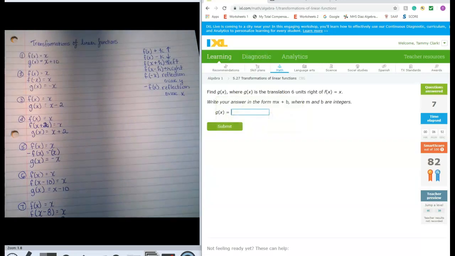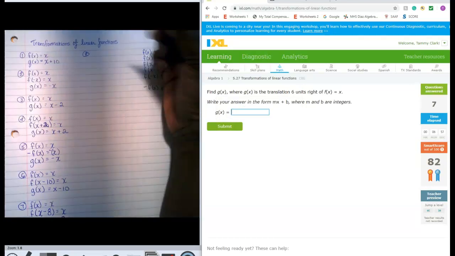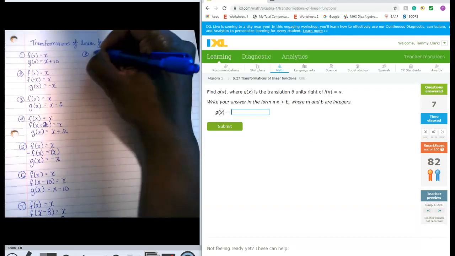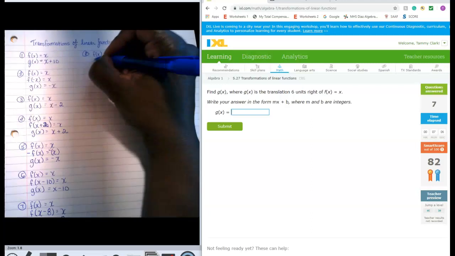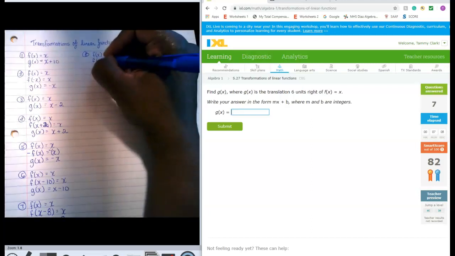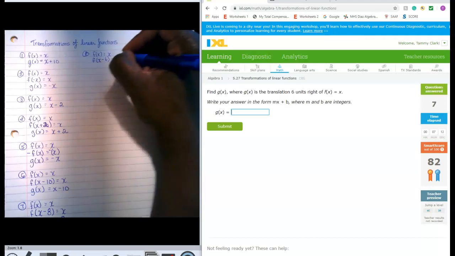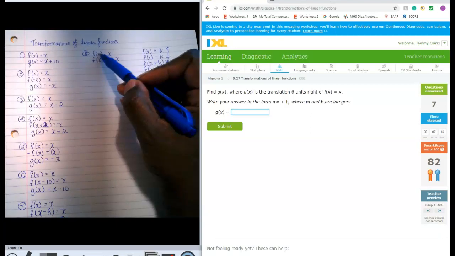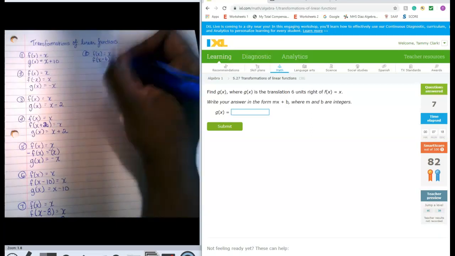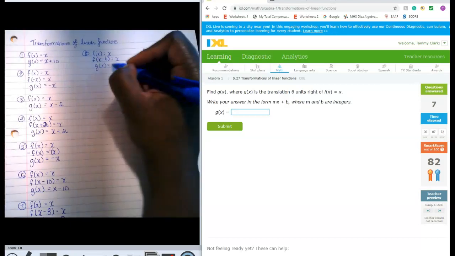All right, let's do a few more. We've got number 8. It says find g of x, where g of x is a translation 6 units right of f of x equals x. So again, we're going right. So we would write that the opposite, minus 6 equals x. And where I see x, just like I replaced x with x minus 6 here, in my new function I replace x with x minus 6.